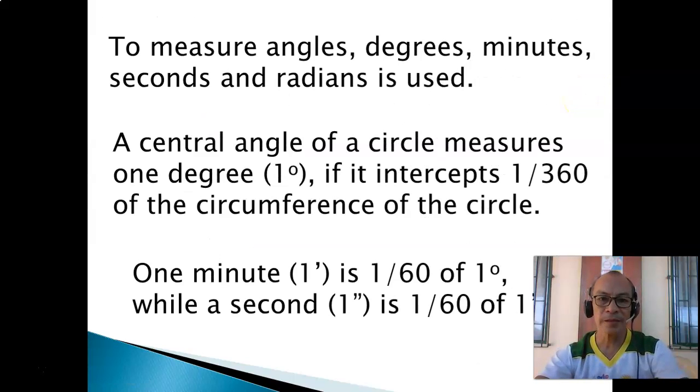Now, to measure angles, degrees, minutes, and seconds, and radians are used. A central angle of a circle measures 1 degree if it intercepts 1 over 360 of the circumference of the circle, so the distance around the circle. 1 minute is 1 over 60 of 1 degree, while a second is 1 over 60 of 1 minute.